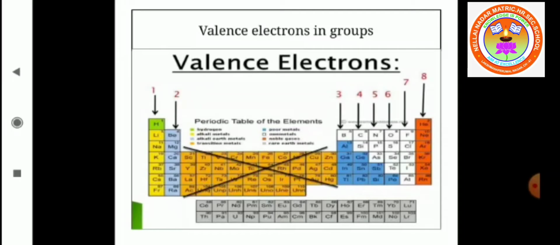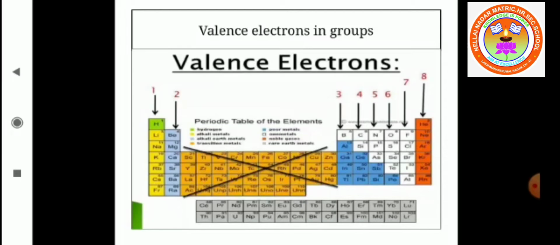Okay children. So this is the connection of the valency of various elements in a group and its group number. If an element belongs to group number 13, not 3, then its valency is 3. If an element belongs to group number 15, its valency is 5. Okay children. So this is the connection of valence electrons of various elements in a group with their group numbers.